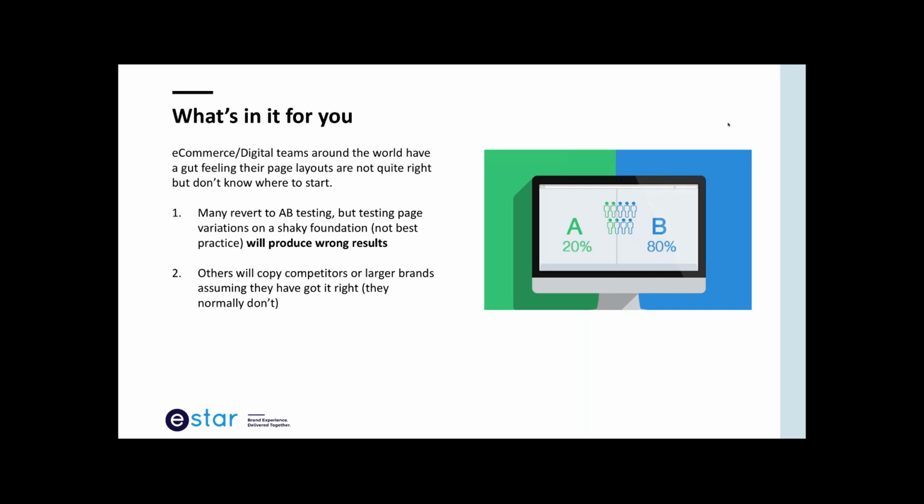In working with e-commerce and digital teams around the world, it's very common to see that these teams have a gut feeling that their page layouts are not quite right, but they don't know where to start in terms of facilitating change. And I see two very common behaviors. One direction is they work towards the A/B testing route, but testing page variations on a shaky foundation, and when I mean shaky, I mean not best practice, they produce wrong results. And when I say wrong results, I mean it's not adding value to the experiences. So those of you listening in, if you've conducted A/B testing, you've got a result that won, and you actually apply it permanently, and the conversion rates aren't growing, this is part of the reason as to why.